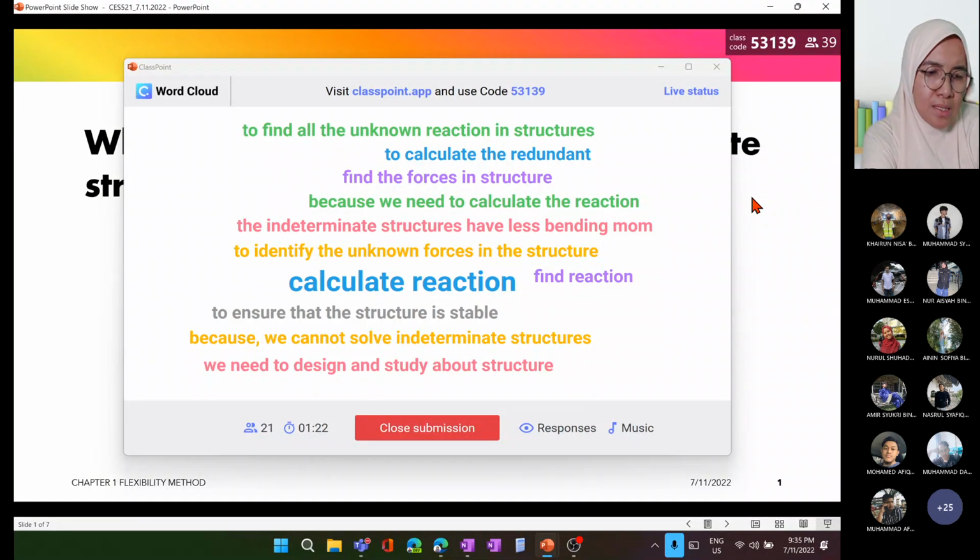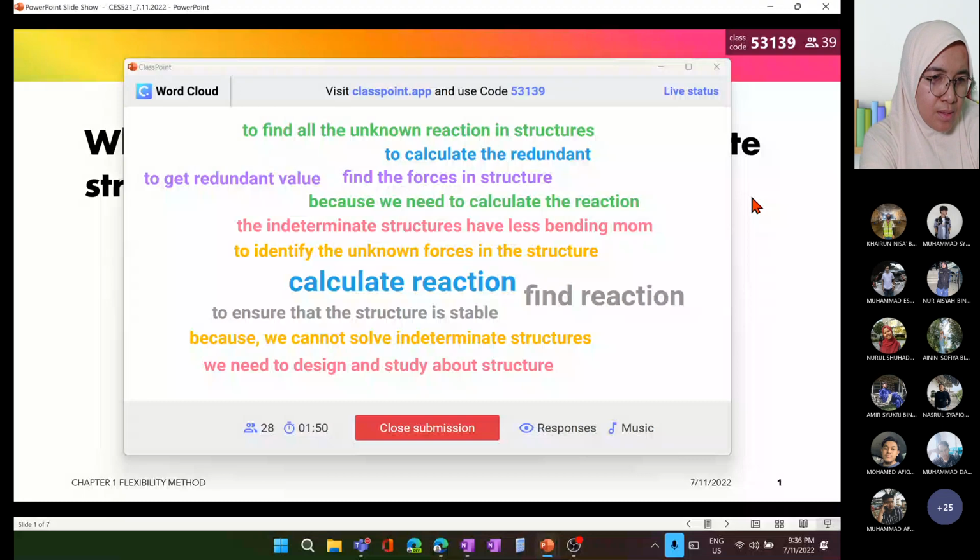Many give calculate reaction as the answer, find reaction to ensure that the structure is stable. Because we cannot solve indeterminate structure, we need to design and study about structure. Any more answer? We will stop at 2 minutes. To get redundant value. Okay, 2 minutes, I will close right now.